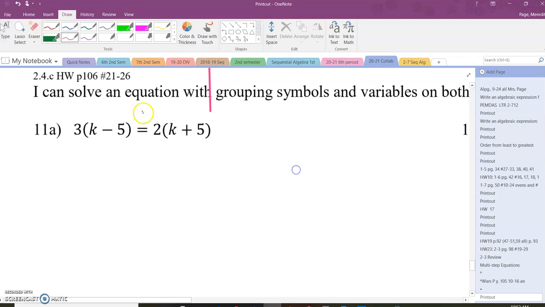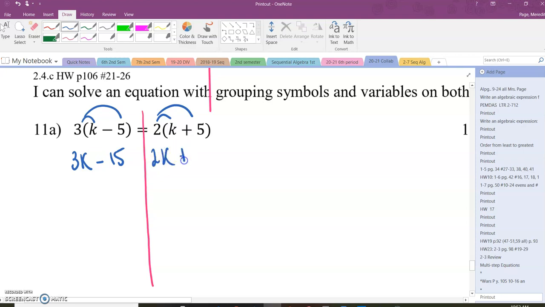So what you'll notice here is I have parentheses, and I have 2 sets. So I need to get rid of the parentheses first. I'm going to draw my loops because that's going to remind me to multiply by both things in the parentheses. So 3 times k is 3k. 3 times negative 5 is negative 15. 2 times k is 2k. 2 times 5 is 10.